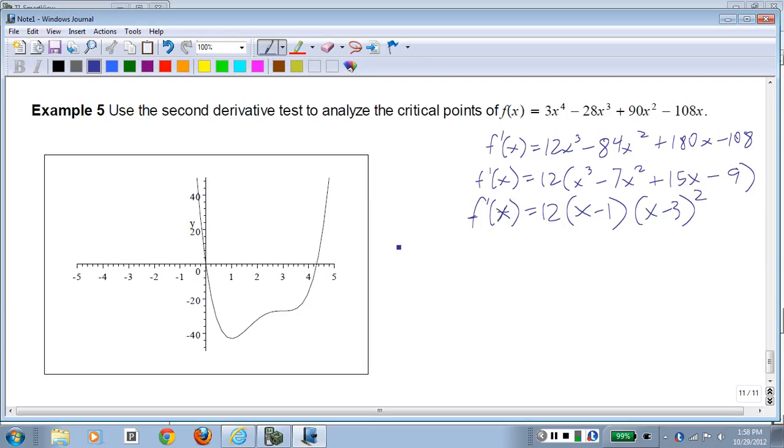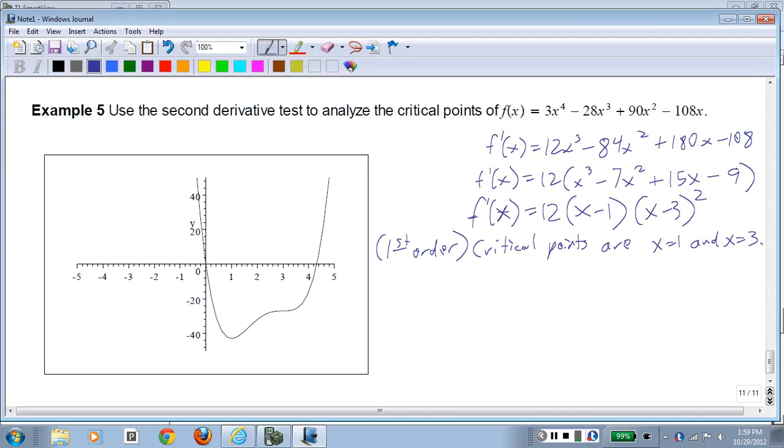So the first order critical numbers are x equals 1 and x equals 3. x equals 1 and x equals 3. Now we actually applied the first derivative test to this, but let's see if we can apply the second derivative test. Well, we need the second derivative.